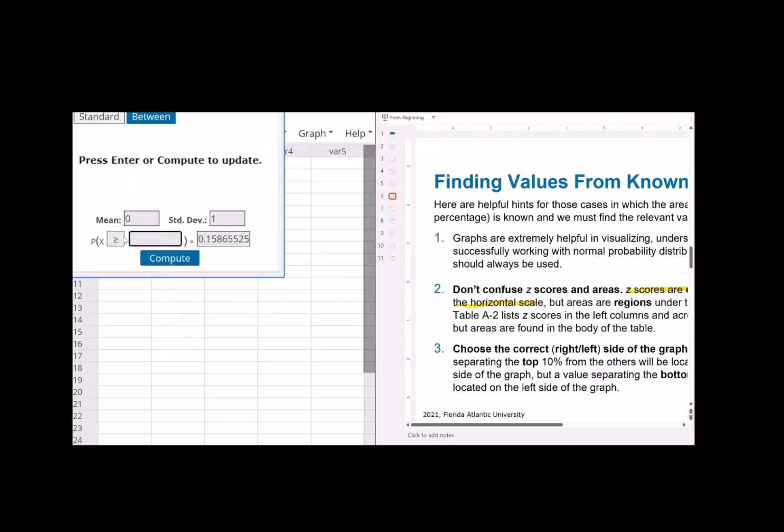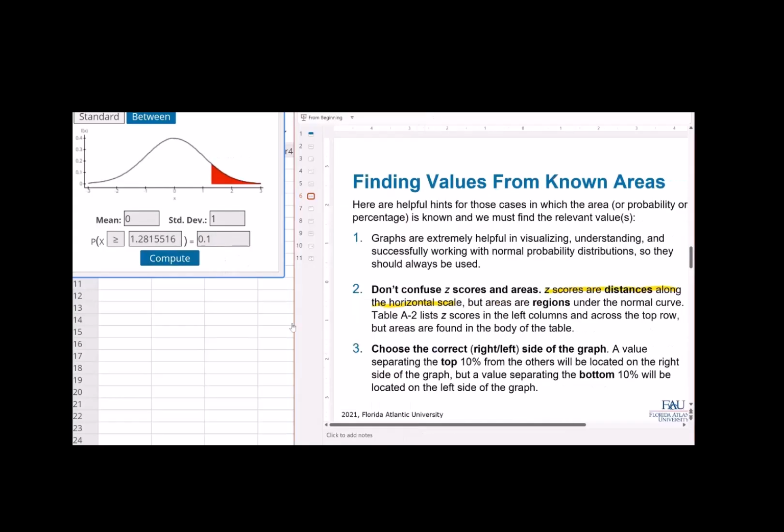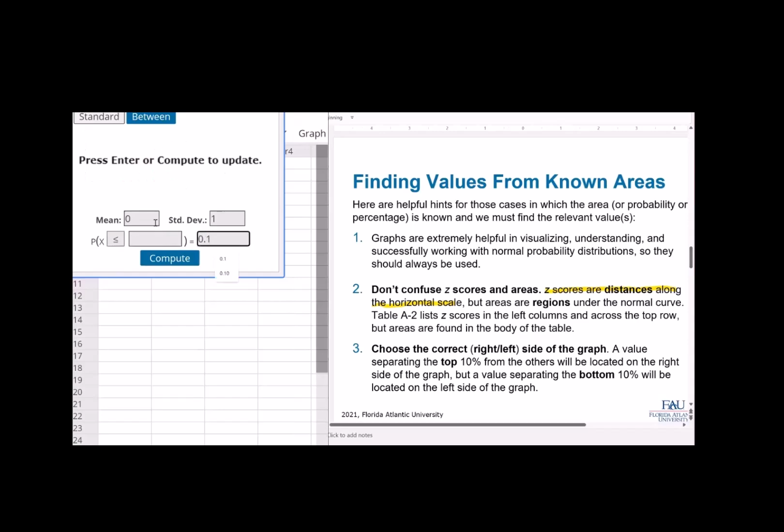I don't know the z, but I know the probability is 10%, which would go in here. That's my z-score that separates the top 10% from the others. It will be located on the right side of the graph. But for a value separating the bottom 10%, I hit less than, and here's the bottom 10%. This is going to be the same number, except it's negative. Negative 1.28, positive 1.28.